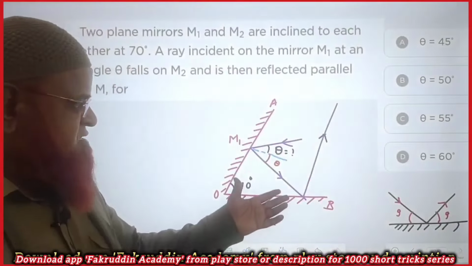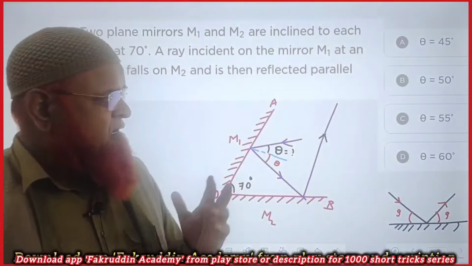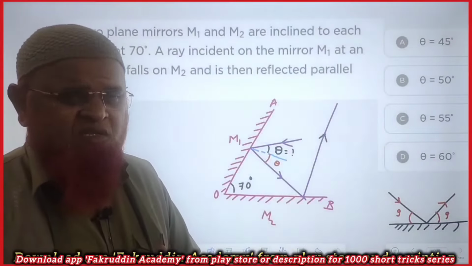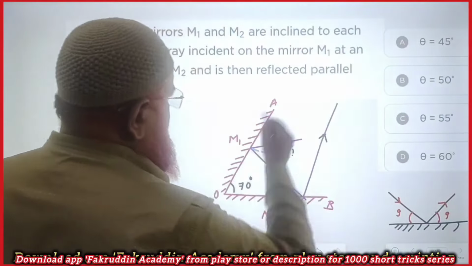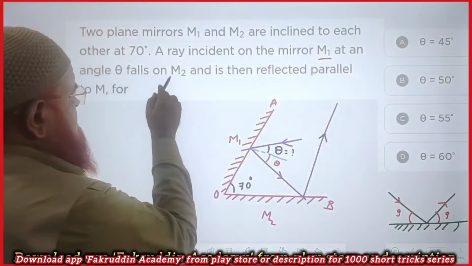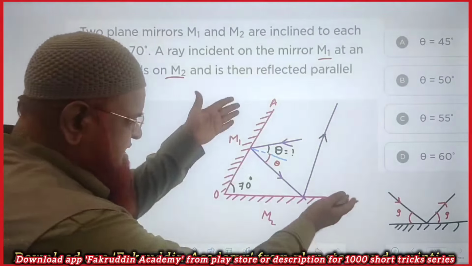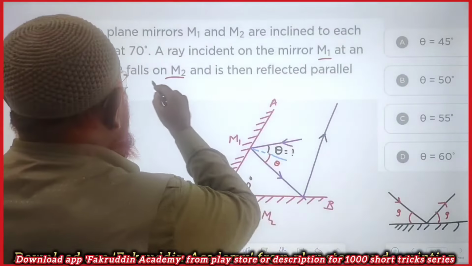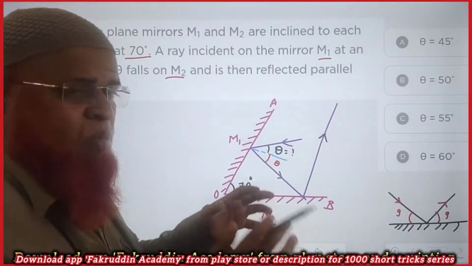My dear students, let us see this structure here now. This is also a previous year question asked in NEET and JEE Mains. Many models of this type are asked. In this case, he has taken 2 mirrors, M1 and M2, and they have a certain angle which is given. That angle is 70 degrees. Okay. So what is the condition here?